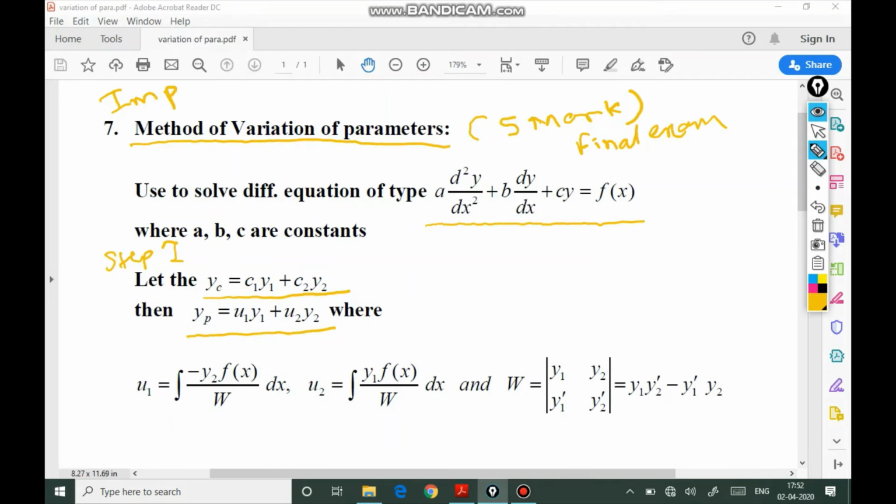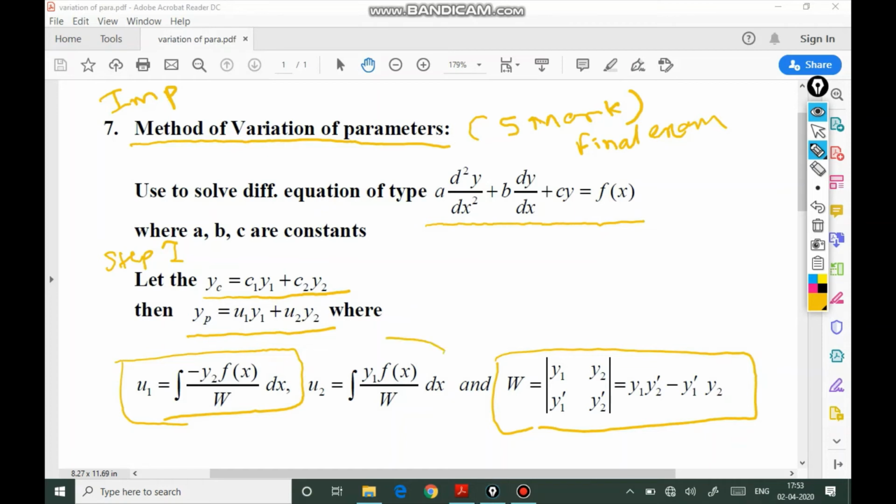For that we have the formulas. The first formula is for u1: u1 equals the integral of minus y2 f(x) upon W, with respect to x. Capital W is known as the Wronskian, and it is given here. Capital W is the determinant of y1, y2, y1 dash, y2 dash.